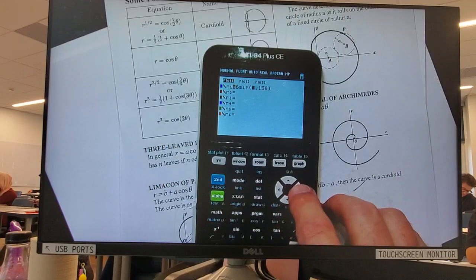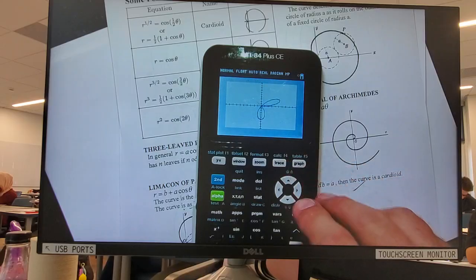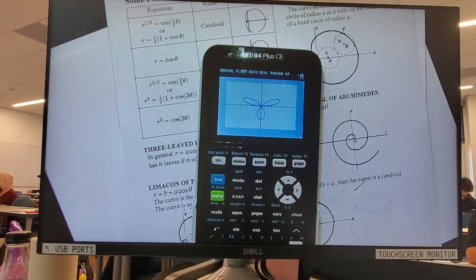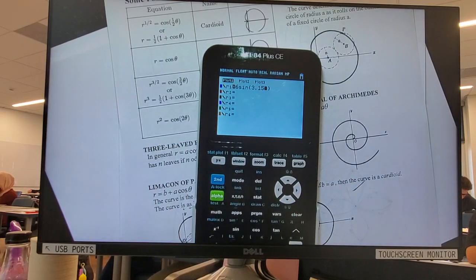So real quick, just to show you, if I make this 0, 0, if I just make it 3 theta, we're going to get that. And what it's doing right now, it's retracing this over and over and over again. If I do this, what have I changed? I've changed the period. So now when it comes back around, it's not going to line back up with itself.